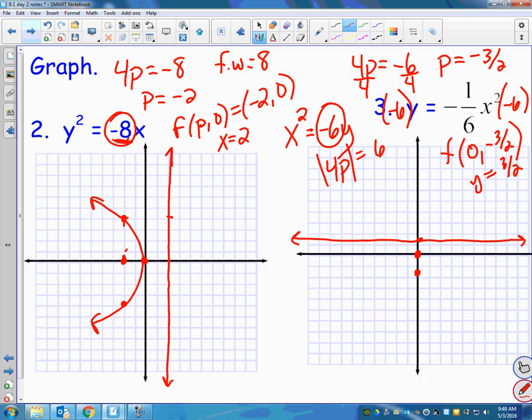Which means all I have to do to make a really nice graph is from my focus, I'm going to go 3 units to the left and 3 units to the right. 3 plus 3 make my focal width of 6. And I'm going to make my parabola.